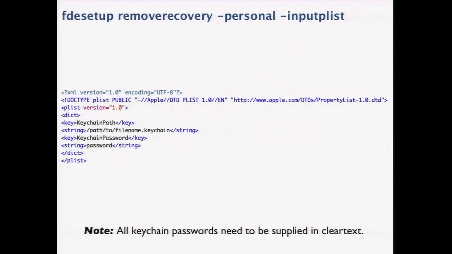Now, if applicable, you can also use a plist which references a keychain containing both the public and private keys for an institutional recovery key. So for keychain path, you want to put in the path to the keychain. For keychain password, you want that password that unlocks that keychain.